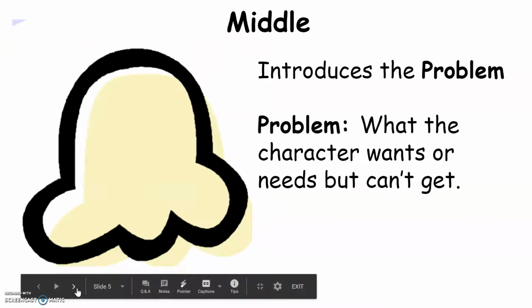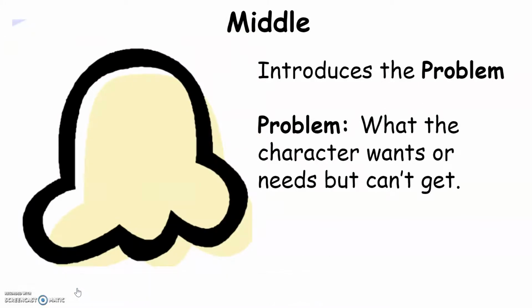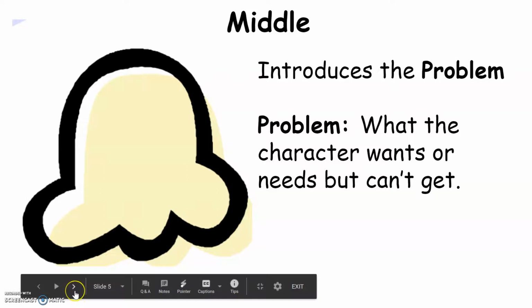The middle of the story, that second piece of popcorn, it introduces us to the problem. And we know a problem is what the character wants or needs but can't get. So we're going to be reading stories where there is a problem with one of the characters. He or she wants something but can't get it.